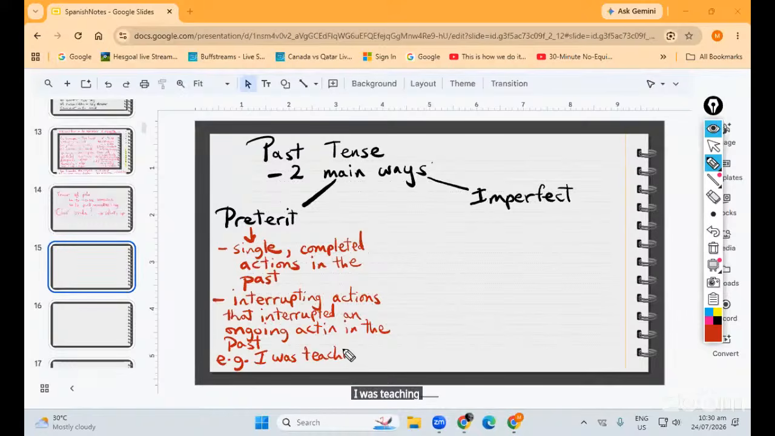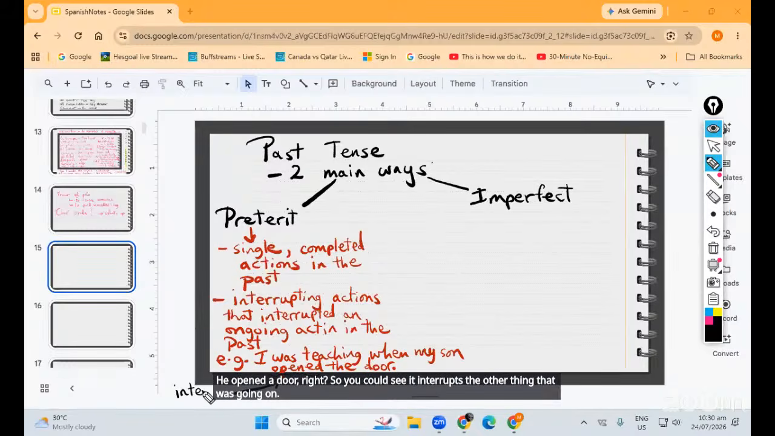That's not the preterite. When my son opened the door. That's the interrupting action, and it just happened. Right. So this is the interrupting action here. He opened the door, right? So you can see it interrupts the other thing that was going on.